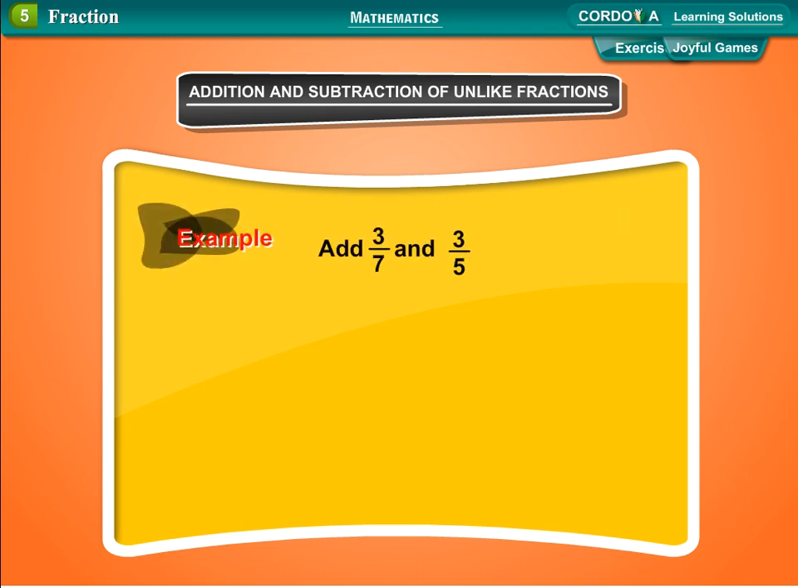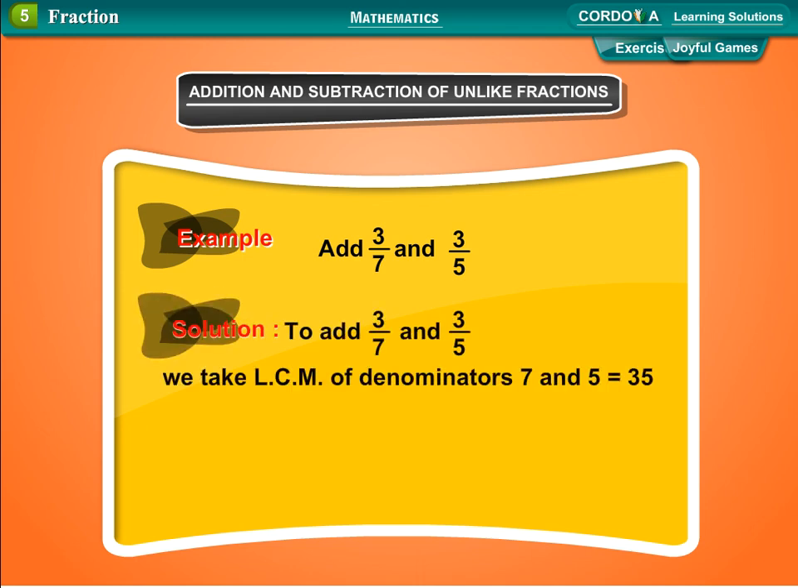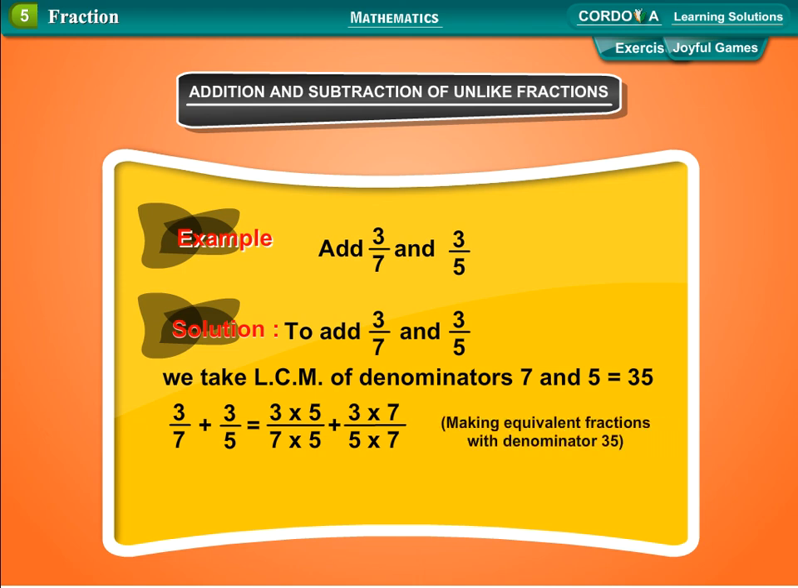Example: add 3/7 and 3/5. Solution: to add 3/7 and 3/5, we take the LCM of 7 and 5, which is equal to 35. 3/7 plus 3/5 is equal to (3 × 5)/(7 × 5) plus (3 × 7)/(5 × 7), making equivalent fractions with denominator 35, which is equal to 15/35 plus 21/35, which is equal to 36/35, which is equal to 1 and 1/35.